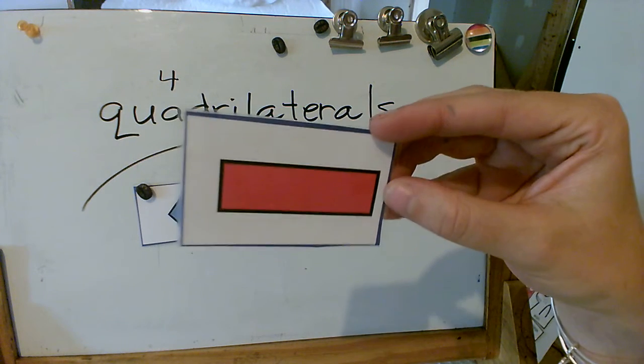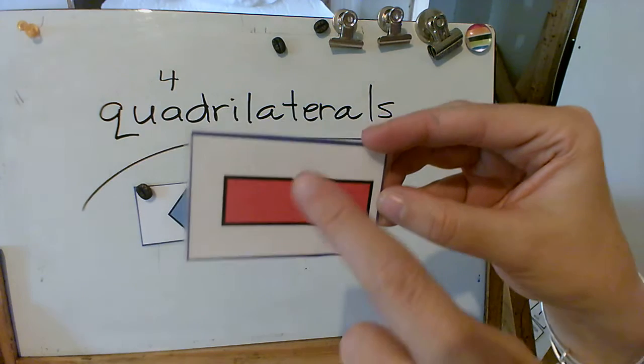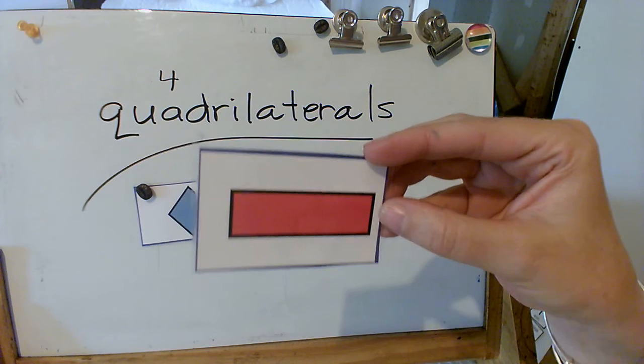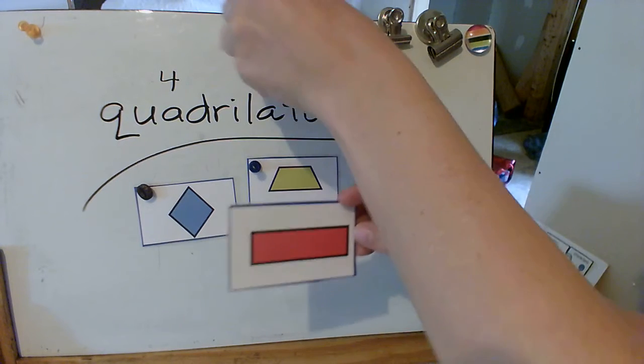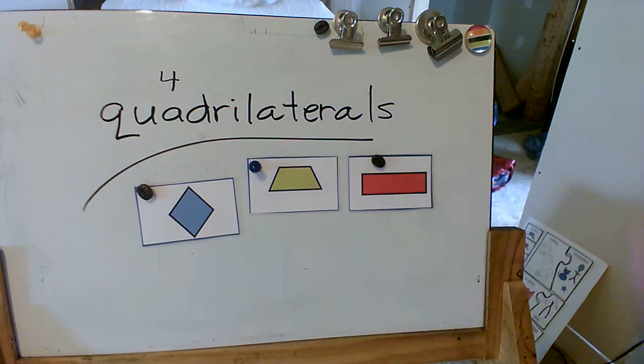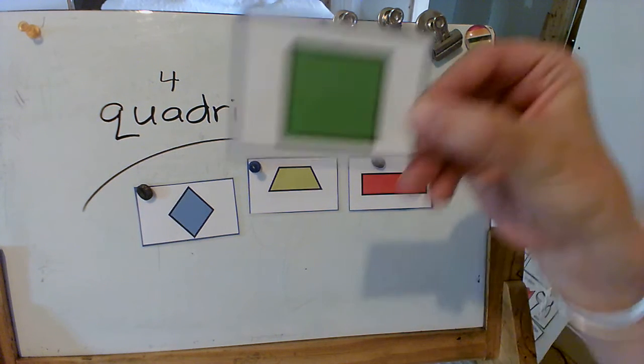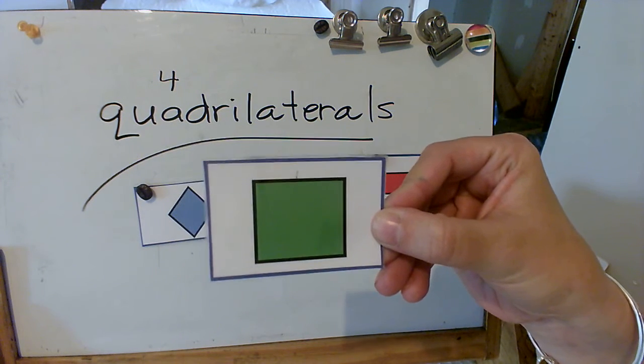How about this shape? It has 1, 2, 3, 4. Oh, 4. That means it is a quadrilateral. What is the name of that quadrilateral? That is a rectangle. One more. Is this a quadrilateral?